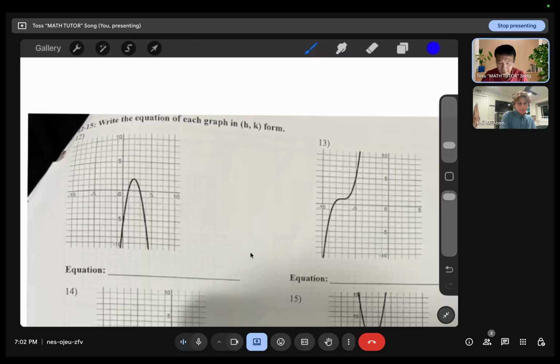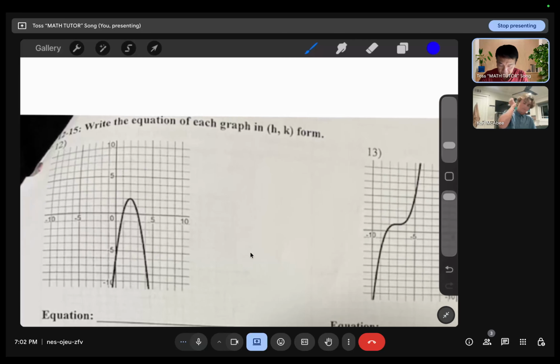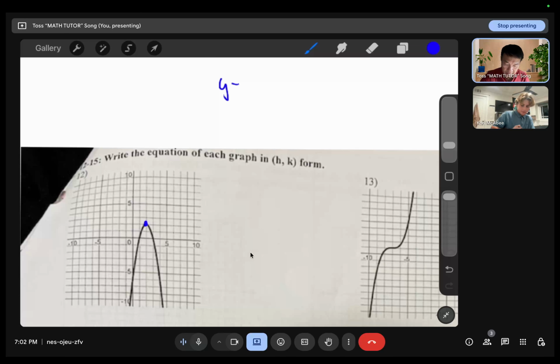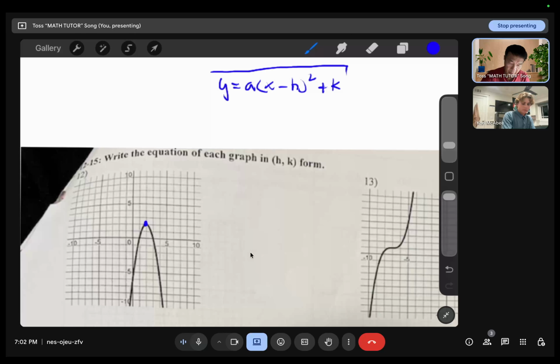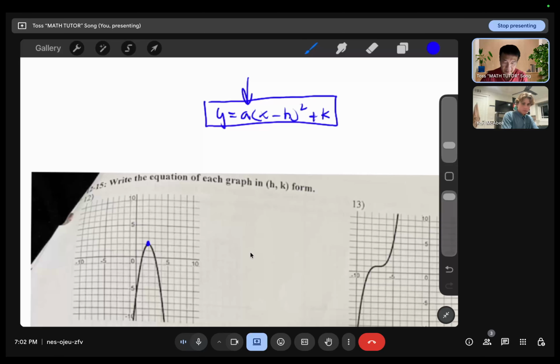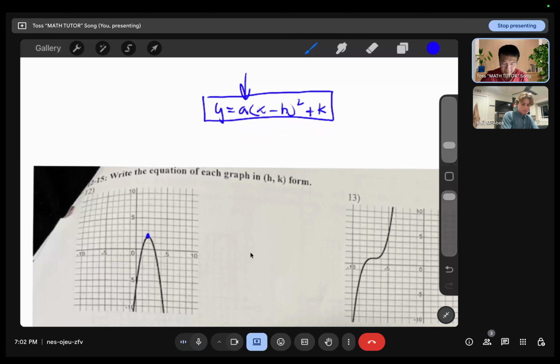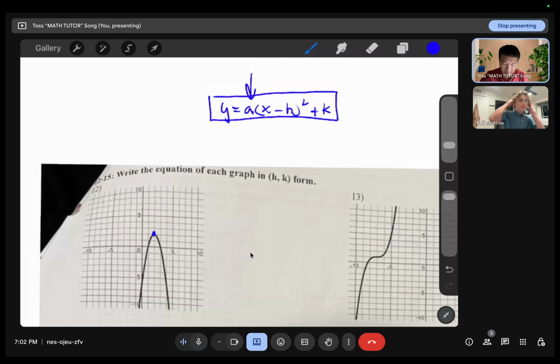So find the equation of each graph in HK form. Well, you can get the HK right away, and then we'll get the rest. So don't forget the way that you want to do it: the HK looks like this, a(x - h) squared plus k. It's a parabola, you can tell. So that's the shape. So this is what you're gonna go by. But then you got to do some math to get everything, including a. So that's the one that you're gonna spend more time to get.